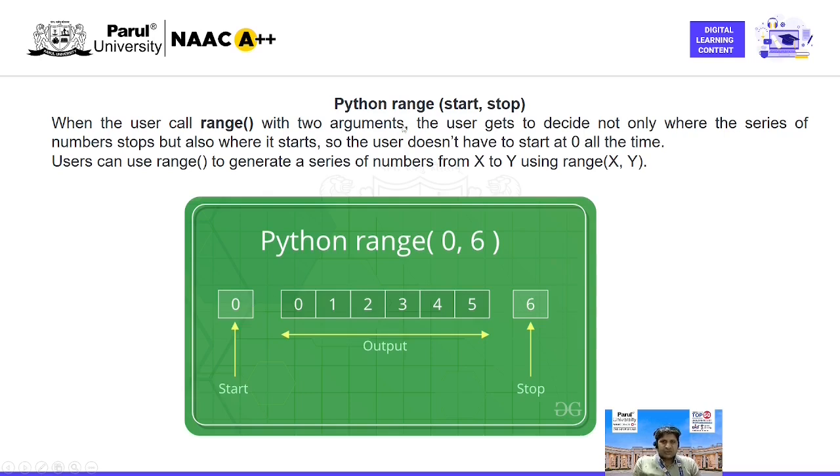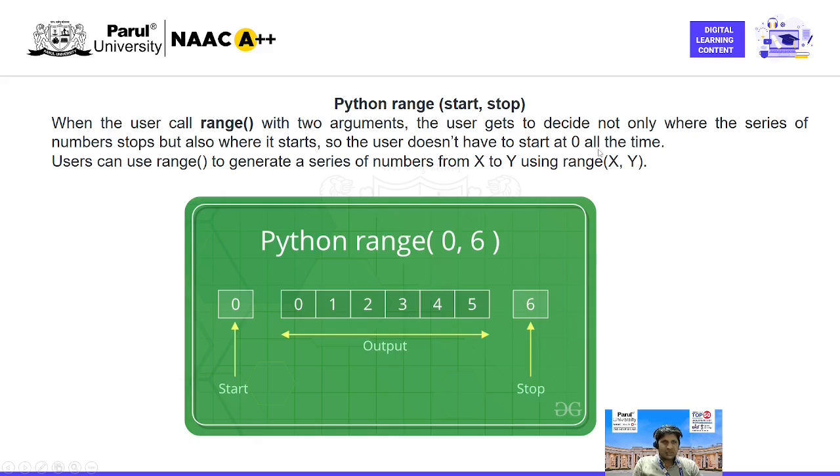The second function call. In the second function call, we provide two values: one is the start value and another is the stop value. In this example, you can see the start value provided by the user is 0 and the value provided for stop is 6. It means this range function starts from 0 and goes up to 6, but 6 is not included, so 6 is not printed.